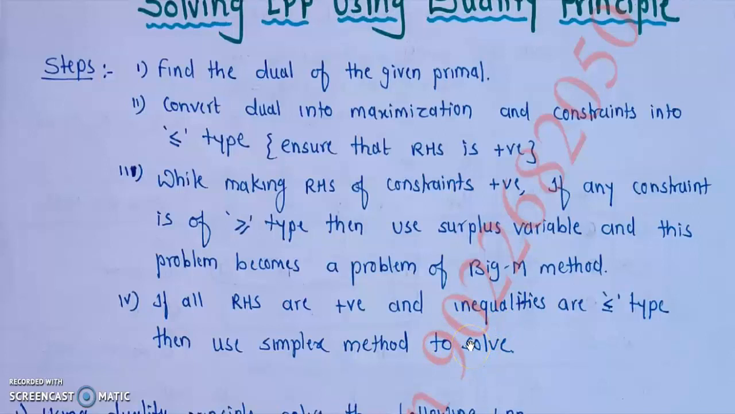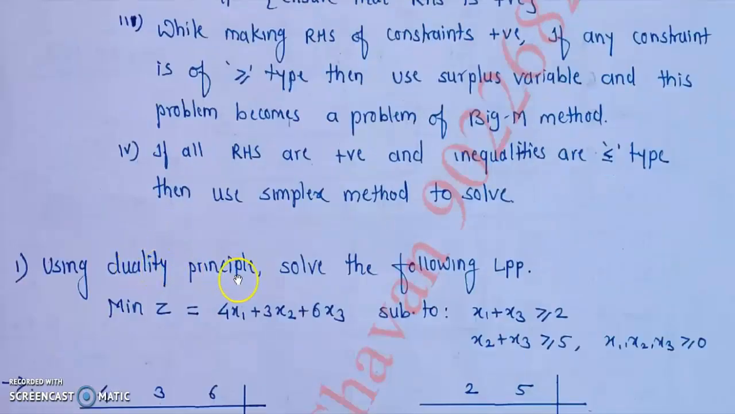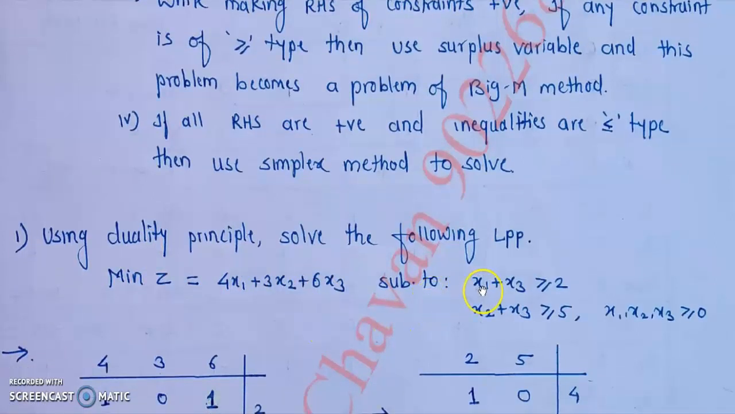Let's see one example on this. Using the duality principle, solve the following LPP. Please make sure that you know the difference between the duality principle and the dual simplex method. Both are different. So using the duality principle, minimize z equal to 4x1 plus 3x2 plus 6x3 subject to x1 plus x3 greater than or equal to 2 and x2 plus x3 greater than or equal to 5.